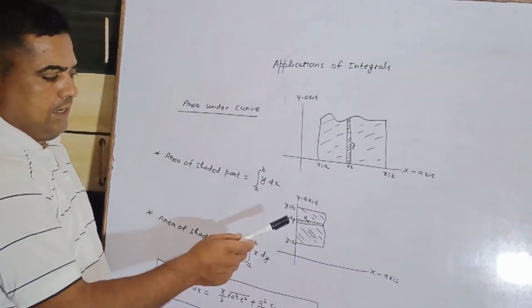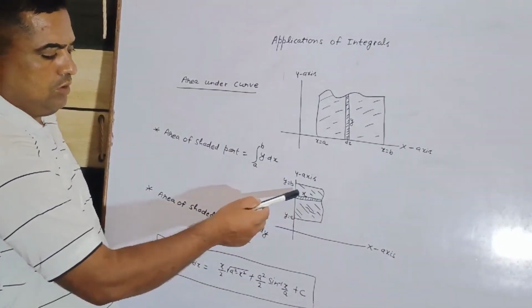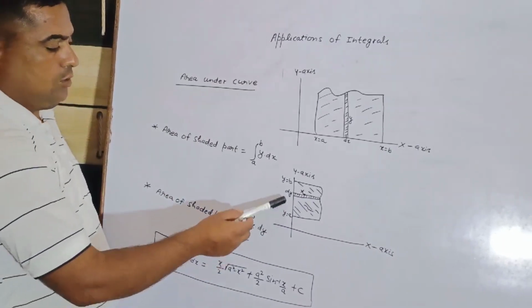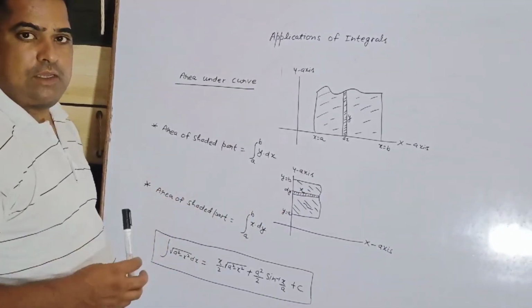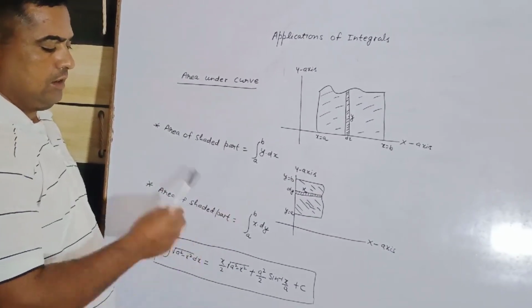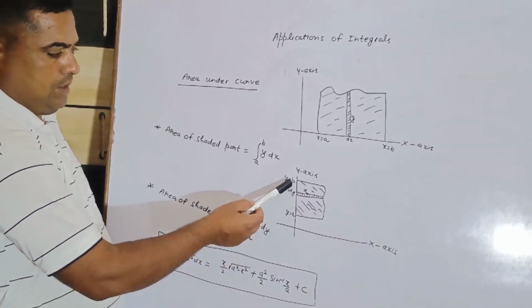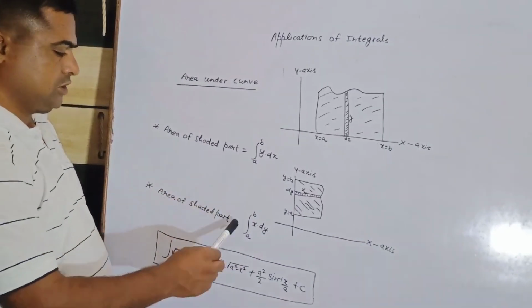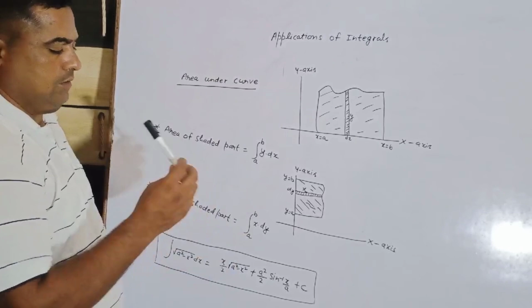Similarly, if we have curve along the y axis, so we will cut one strip on y axis from a to b. So area of this strip will be x into dy. We will do integral from a to b. Your lower limit will be a and upper limit will be b. So area of the shaded part will be integral a to b x dy.